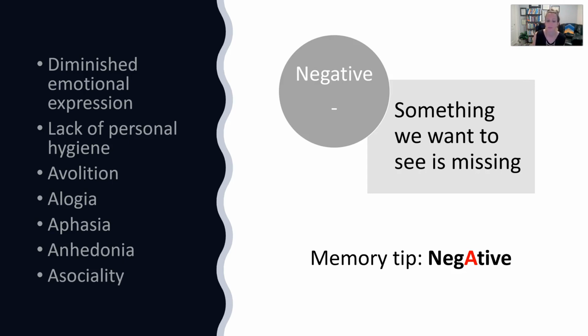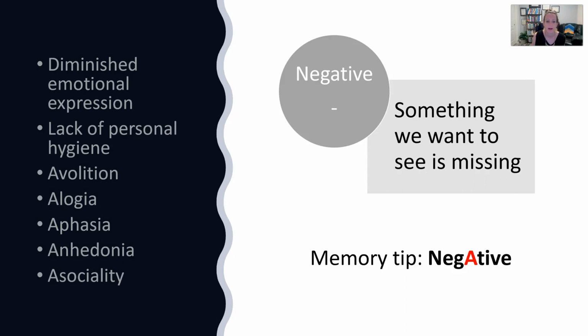Alogia is diminished speech, a kind of brief, less spontaneous, kind of curt way of talking, or also known as a poverty of speech. Again, poverty implies you're without something, you're lacking. So again, negative is pretty intuitive there. Aphasia, this is not so much for schizophrenia, but just another example of a symptom that could be categorized as negative. Aphasia is a loss of language skills, usually more associated with brain damage or the aftermath of a stroke.